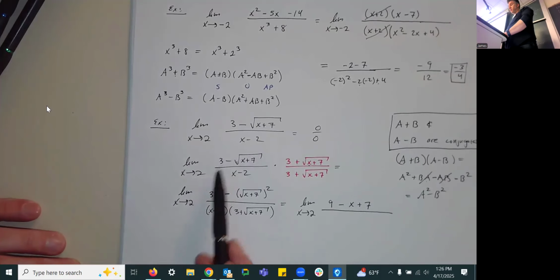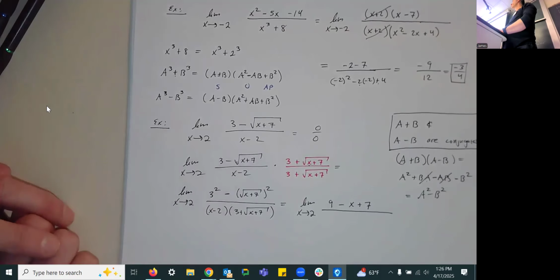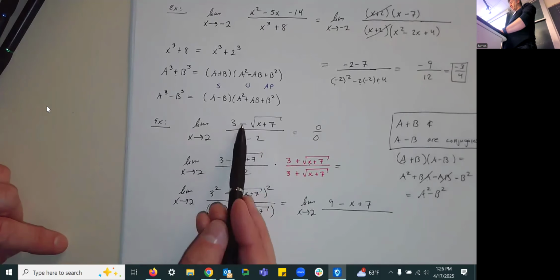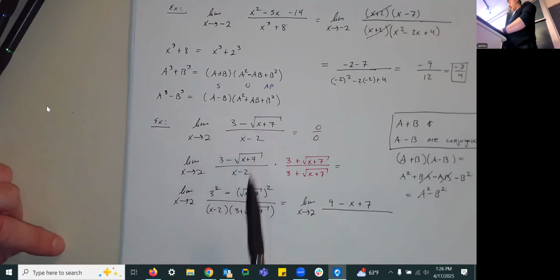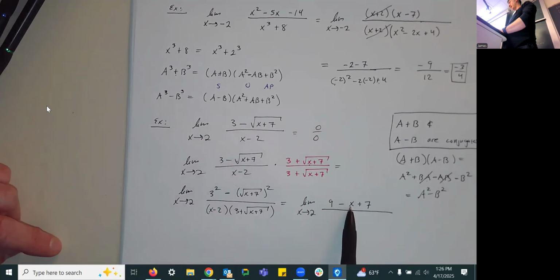Before, when I plugged in 2, what did I get on top? Like at the very beginning, when I plugged in 2, I got 3 minus 3, which was 0. If it's written this way and I plug in 2, I get 9 minus 2, which is 7, plus 7, which is 14. I didn't do anything that should have gotten rid of the 0 already. I haven't factored and canceled anything. All I did was multiply by something. I should still be getting 0 on top.